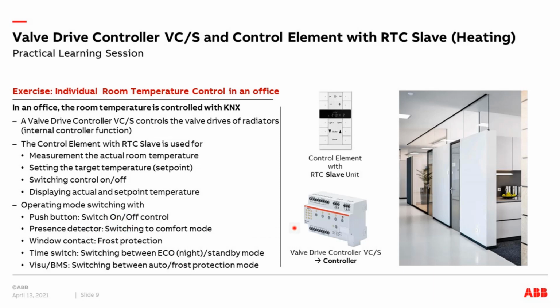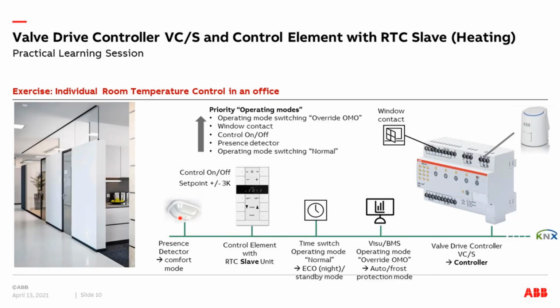Such a typical room temperature controller can have 4 operating modes, so-called comfort, the room is occupied, standby, the room is not occupied, maybe over the lunch break, some minutes. And also the eco. Eco means for a longer time, like over the night or over the weekend. And the fourth operation mode is so-called frost or heat protection if a window is open or, for example, the device is switched off.